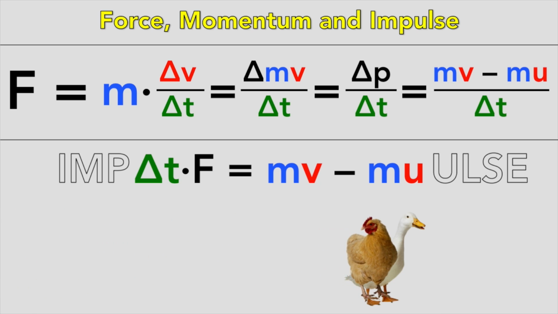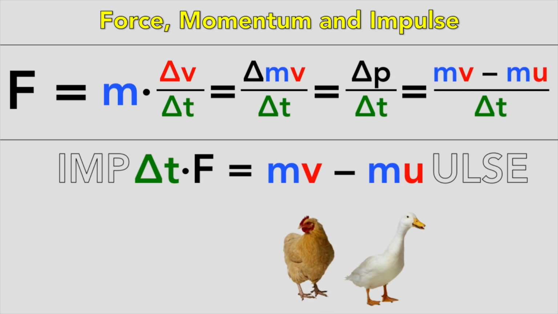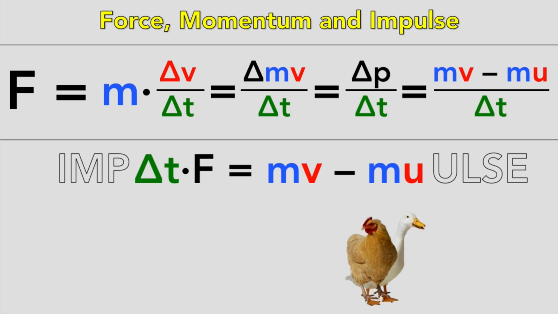There's a duck. Then the chicken comes in, but it barely does anything, right? Because he's going slowly. However, if he has more momentum, then look at that. The duck quivers, because the time's shorter. That's how airbags work as well, by the way.